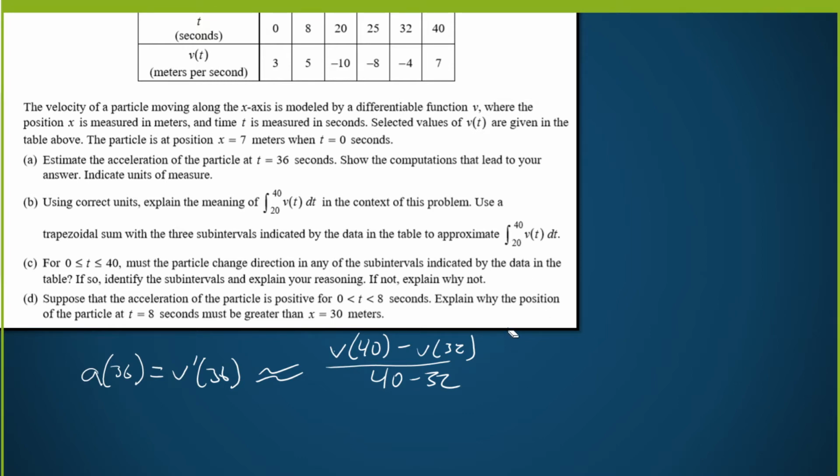Okay, and our velocity at 40 was 7. Velocity at 32 was negative 4. So that leaves us with 11 over 8. Okay, any questions on the first part? What are my units here? Well, meters per second squared. Perfect. Okay.